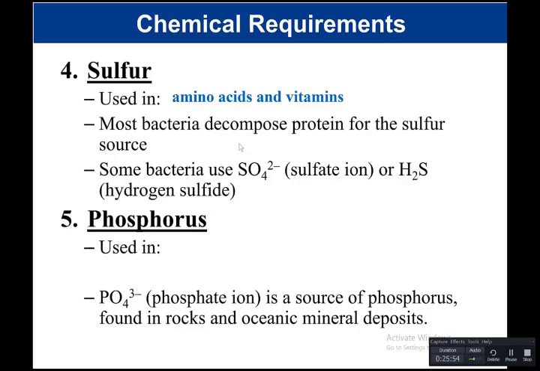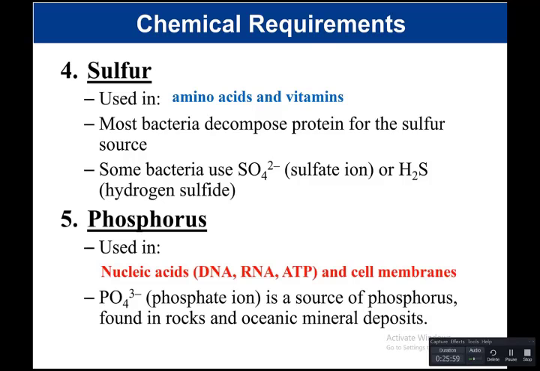In the case of phosphorus, phosphorus is used in nucleic acids, DNA, RNA, ATP, because again, phosphorus is going to be found in our nucleic acids because our building blocks of nucleic acids are called nucleotides.